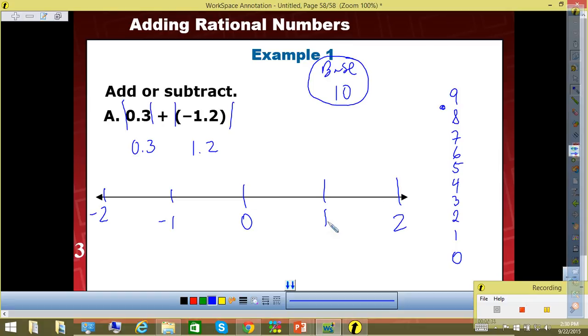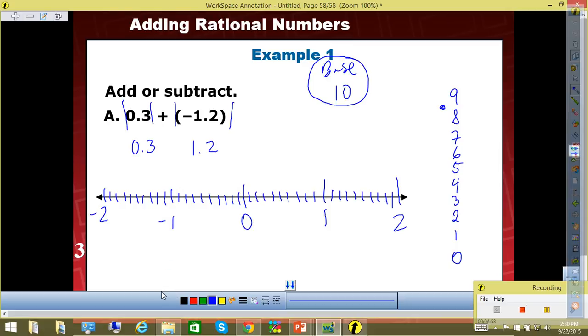Which means, how many spaces do I need to divide each one of these? 10. That means I'm going to draw 9 lines. Watch. 1, 2, 3, 4, 5, 6, 7, 8, 9. Do I have 10 spaces? 1, 2, 3, 4, 5, 6, 7, 8, 9, 10. Does everybody see that? I'm going to do that for every one of these.